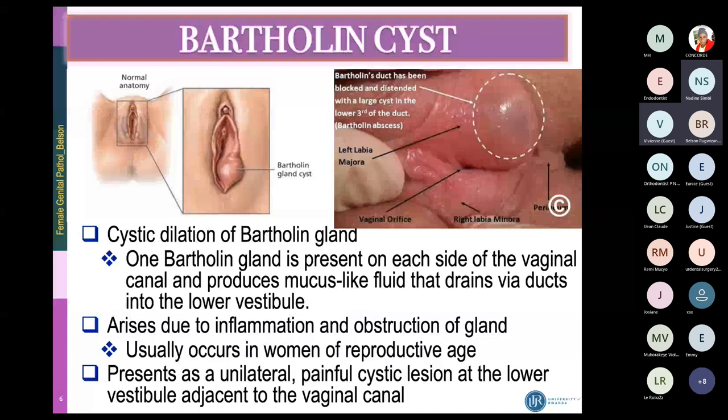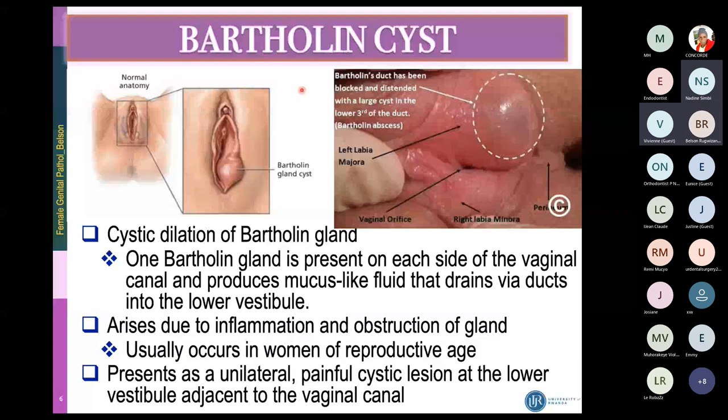One Bartholin gland is present at each side of the vaginal canal and produces mucus, like a fluid that drains via ducts into the lower vestibule. So this cyst arises from the inflammation and the obstruction of the gland. Usually this is seen in women of reproductive age. A unilateral, painful, because it is inflamed, cystic lesion at the lower vestibule adjacent to the vaginal canal. So this is a drawing and this is a true picture here on the right side. So they are frequent. We see some cases at our hospital. So be aware that you will see some at any time.